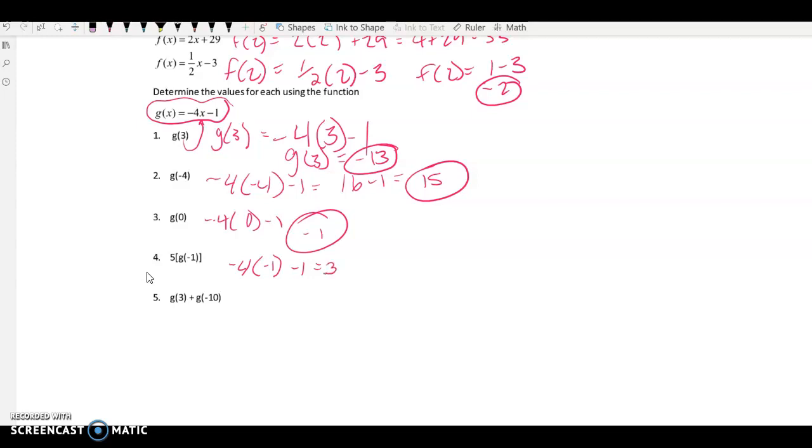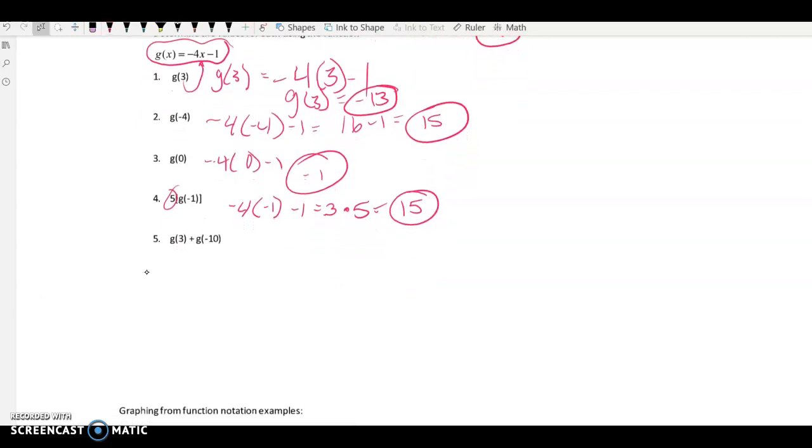But what they want me to do now is take that answer, 3, and multiply it by 5. I know 3 times 5 is 15. And they want me to multiply it because it's outside of the parentheses, right? For this next one, they want me to do two things. They want me to find g of 3 and then find g of negative 10 and add those numbers together. So let's find g of 3. g of 3 is going to be negative 4 times 3 minus 1. So negative 4 times 3 is negative 12. Negative 12 minus 1, negative 13.